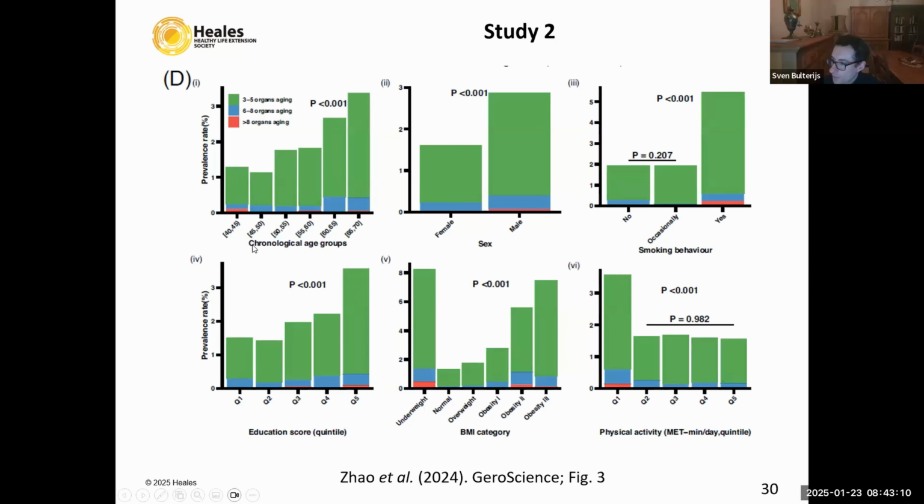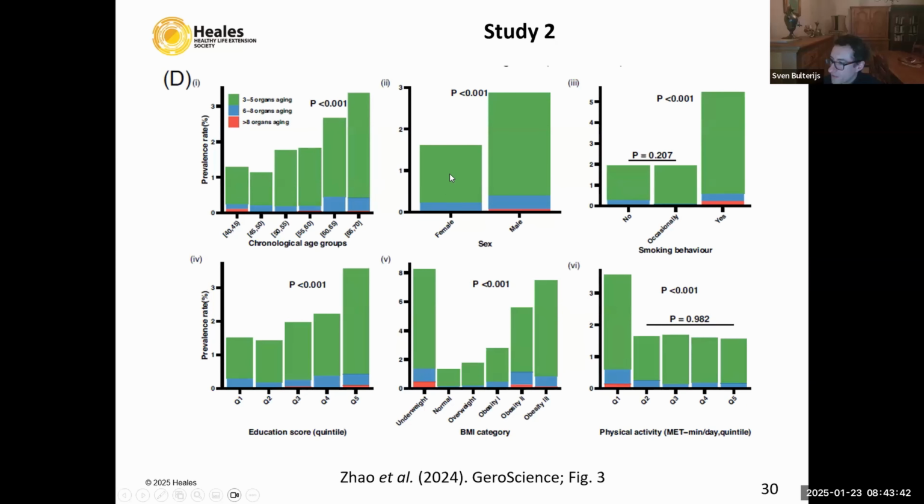Here, they looked at some factors like chronological age, sex, smoking, education, BMI, and physical activity. And you can see in green is 3 to 5 organs aging, blue is 6 to 8 organs aging, and red is over 8 organs aging. And when you get older, when you look at older people, the number of people who have 3 or more, I should say, sorry, organs aged increases.